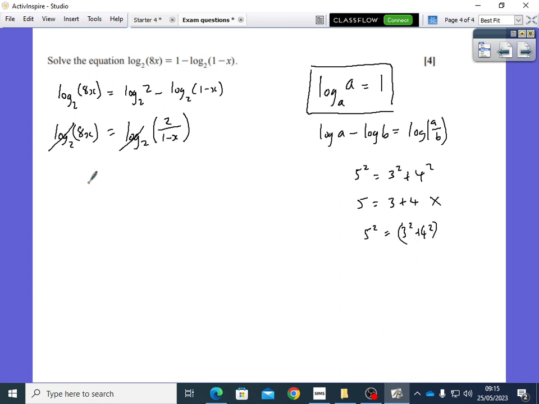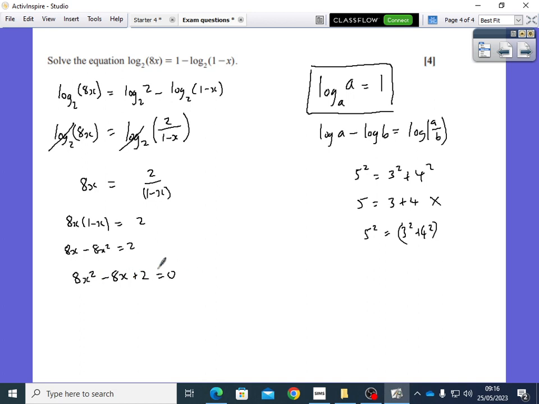So once you've got rid of that, that will give you 8x equals 2 over 1 minus x. Now I'm going to multiply that up, so that's going to give me 8x(1 minus x) equals 2, and then if I expand that out, I'll get 8x minus 8x squared equals 2. Bring everything to one side, so that becomes a plus, that becomes a minus, and that stays as a positive because I brought everything to the right hand side.